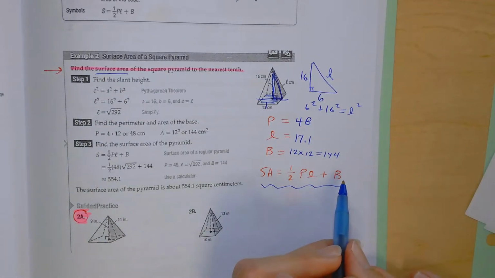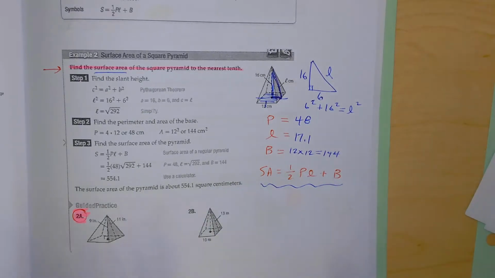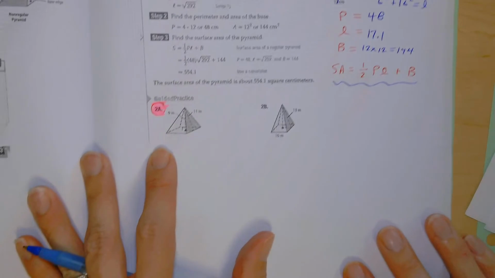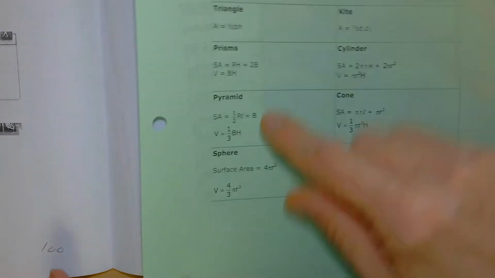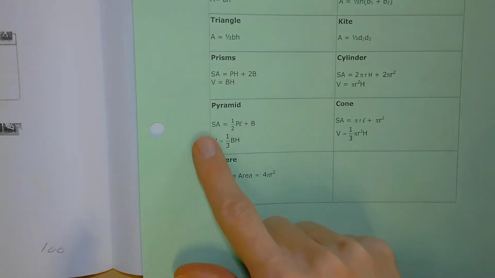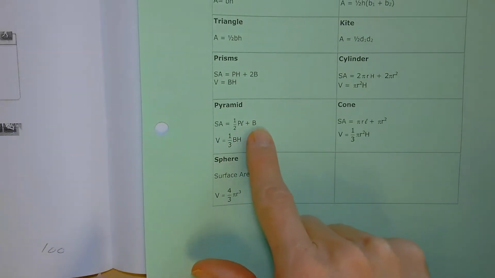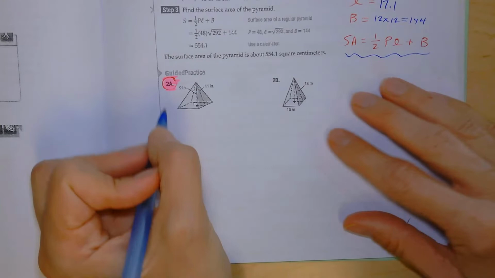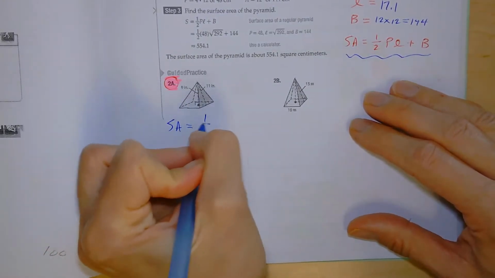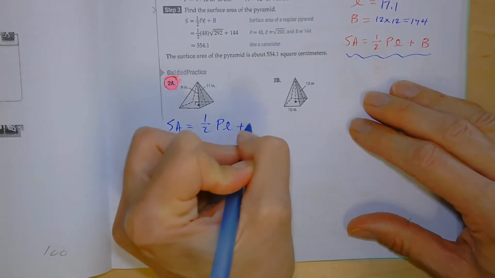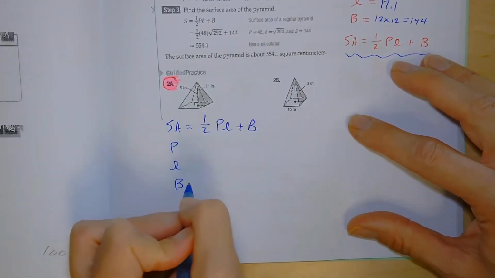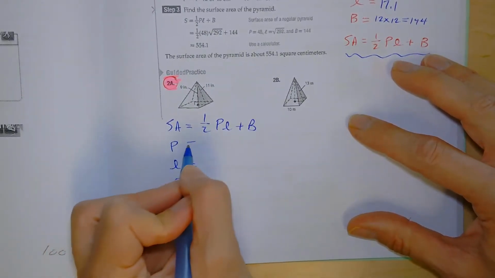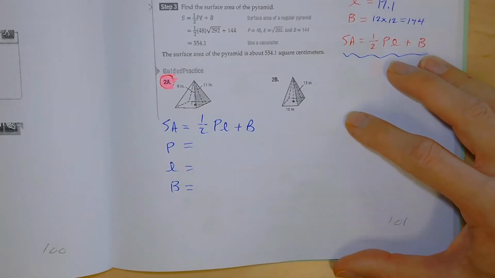All right? So I'm going to actually have you go down and we're going to try one totally on our own. That's very similar to that example. Let's go down to this one. And this is a pyramid. So again, take your formula sheet and write down 1/2 PL plus B. So surface area equals 1/2 PL plus B. And then let's list P, L, B. And now we're going to find our letters and then plug them in.